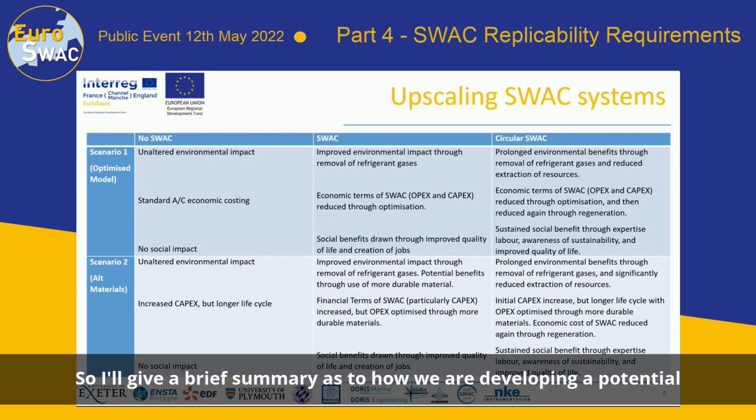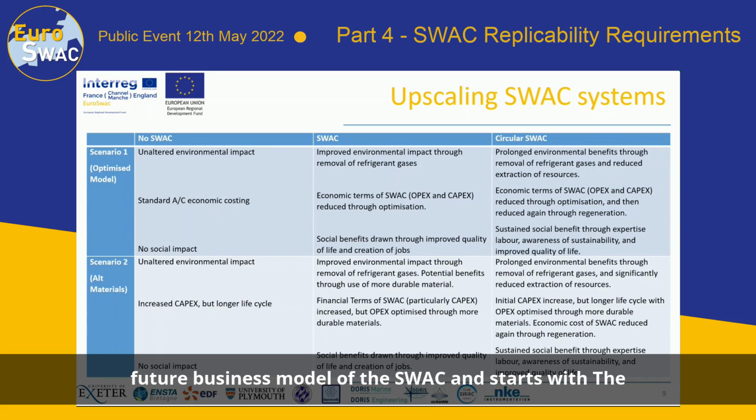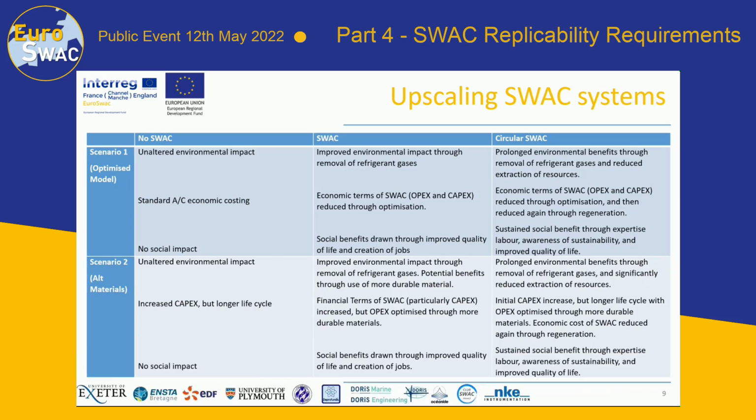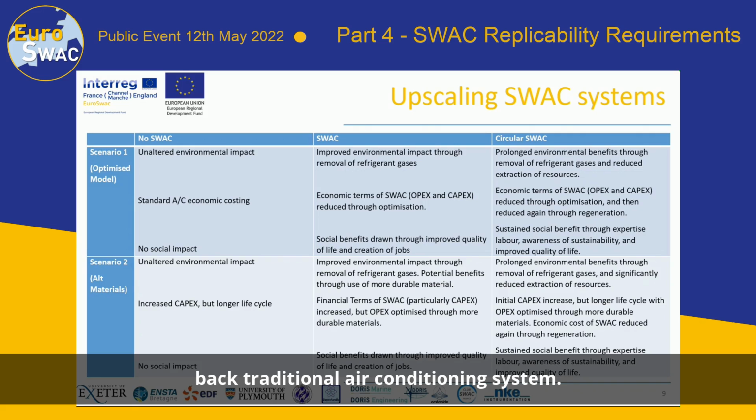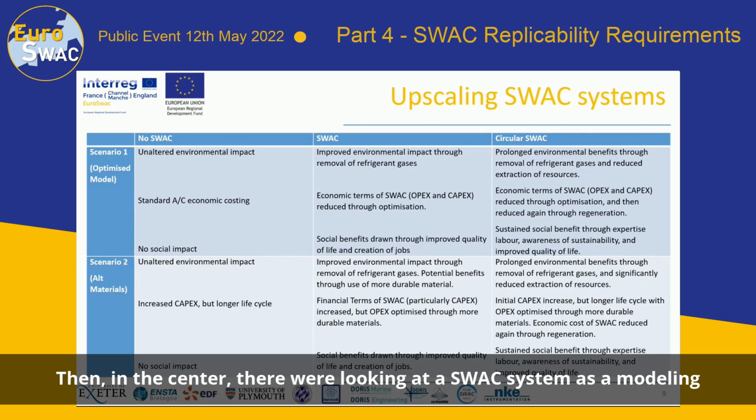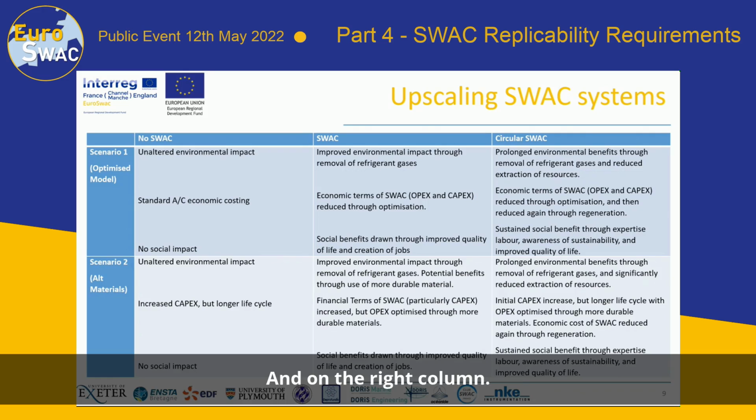So I'll give a brief summary as to how we are developing a potential future business model for the upscaling of SWAC. Starting with the columns up there, we are looking at various usage models and comparing against other scenarios. The usage models on the left-hand side is no SWAC, or traditional air conditioning system. And then in the centre there, we're looking at a SWAC system as we're modelling at the moment. Then on the right column, we're looking at a circular SWAC system.